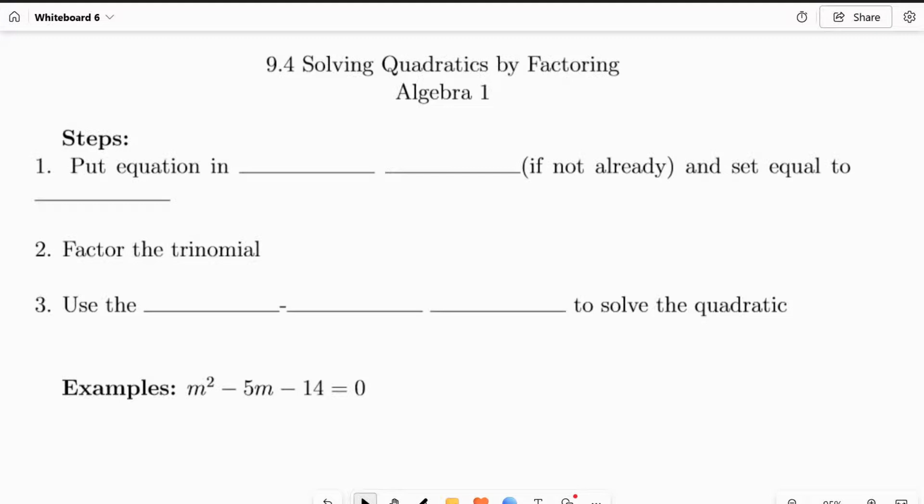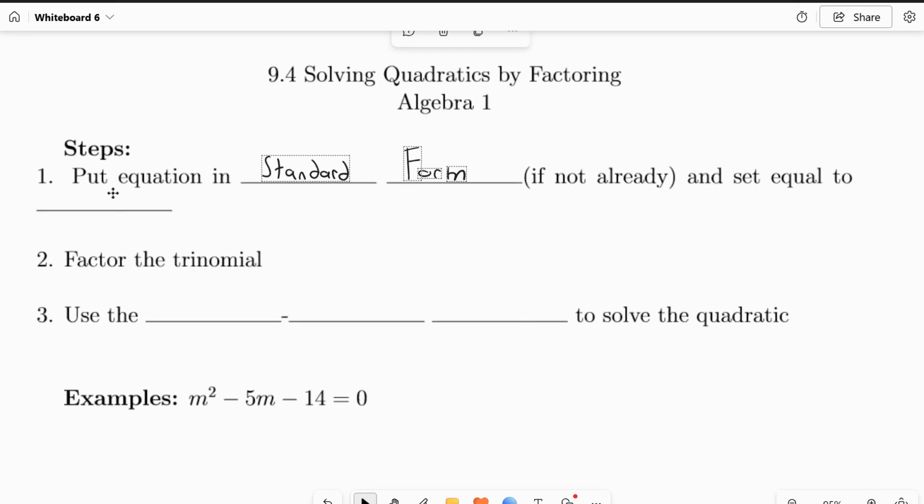Looking at solving quadratic equations by factoring. Just like we had discussed in the last lesson, the first thing we need to do when solving quadratic equations is put the equation in standard form, if it's not already, and set the equation equal to 0.